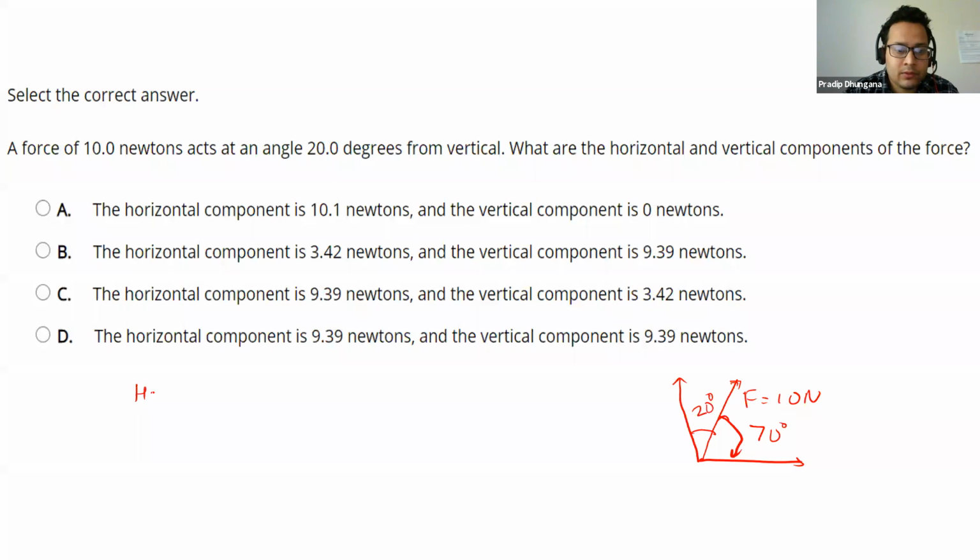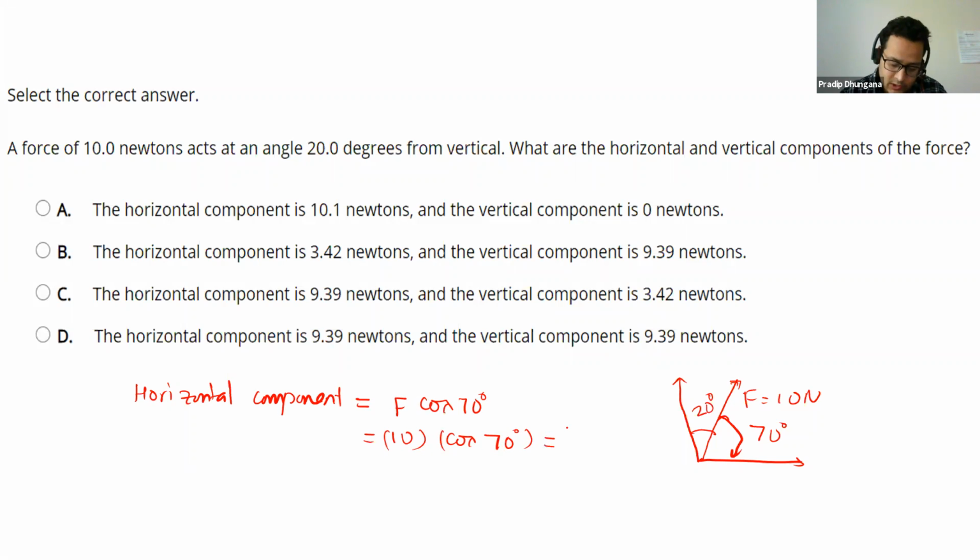So I'll write horizontal component is equal to force times cosine 70 degrees. Force is your 10, so 10 times cosine 70 degrees, and again use Desmos and calculate that value. So let me see, that value is how much? 3.42 Newton. So in that way, you can calculate the horizontal component.